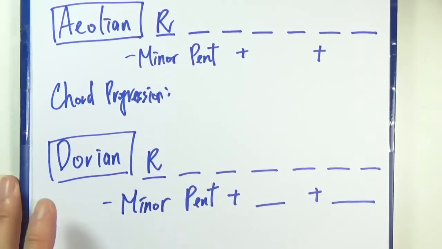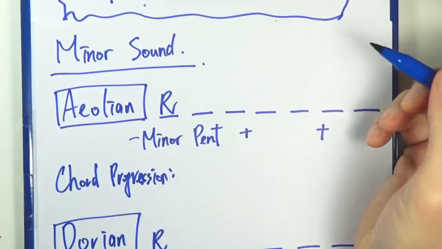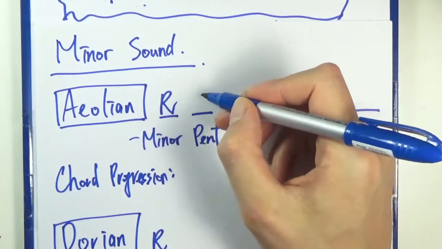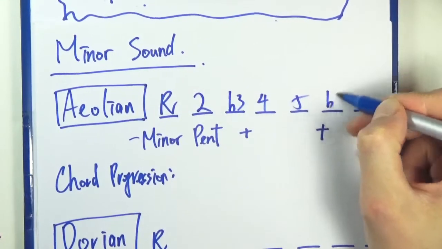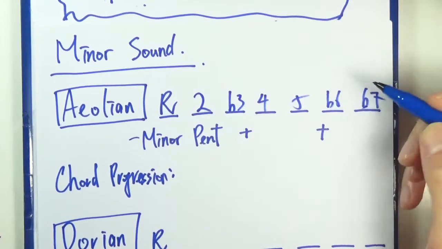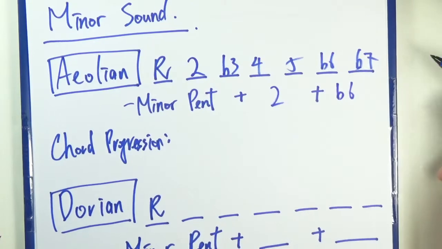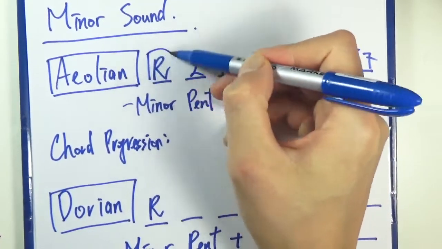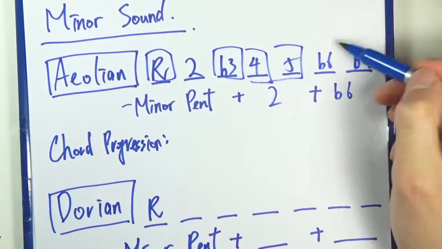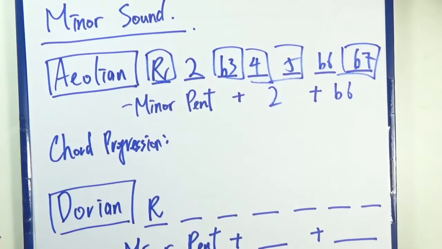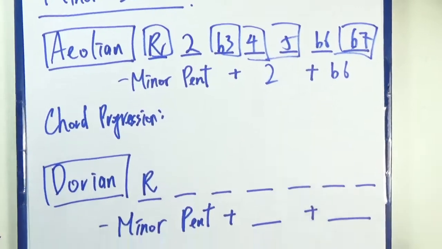Okay, we have the minor sounding modes. So Aeolian, which is basically just natural minor, right? So you would have root, 2, flat 3, 4, 5, flat 6, flat 7. You can think of it as minor pentatonic plus a 2 plus a flat 6, okay? So minor pentatonic is root, flat 3, 4, 5, and flat 7, right? And we're just adding back the 2 and flat 6, okay?